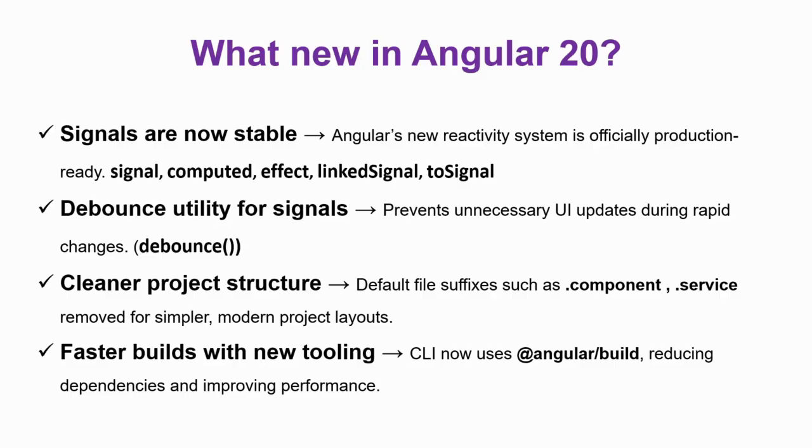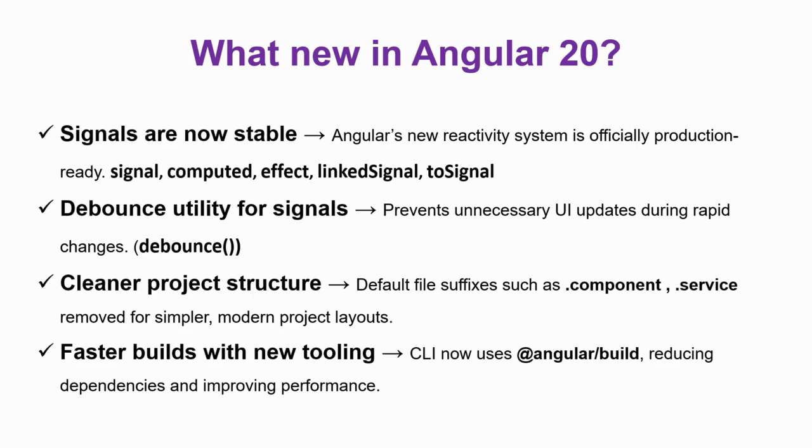Basically, in Angular 20 we have signals, which were introduced in Angular 17 plus. Signals are now stable. Angular's new reactive system is officially production ready. Signals, computed signals, effects, and linked signals are the features in Angular 20. Debounce utility for signals prevents unnecessary UI updates during rapid changes.